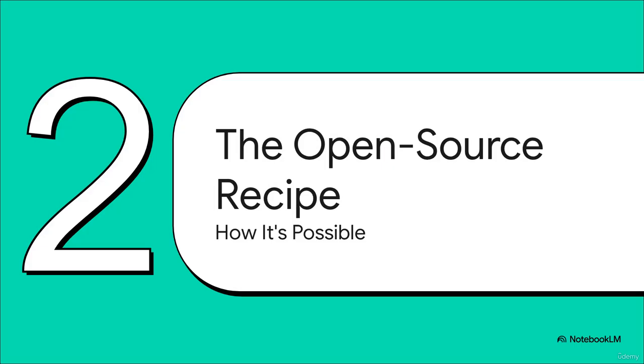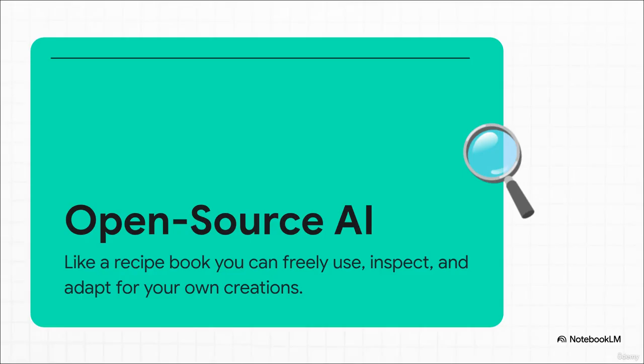So the big question is, how is this even possible, right? Well, the key is a concept that's basically been the backbone of the internet for decades: open source. But what exactly does open source mean when we're talking about something as complex as AI? The best way to think about it is like a recipe book. In the closed source world, it's like buying a cake from a fancy bakery. It's delicious, but you have no idea how they made it. The recipe is a secret.